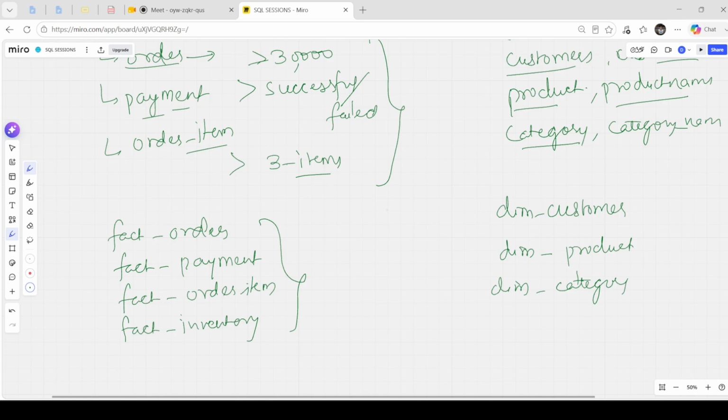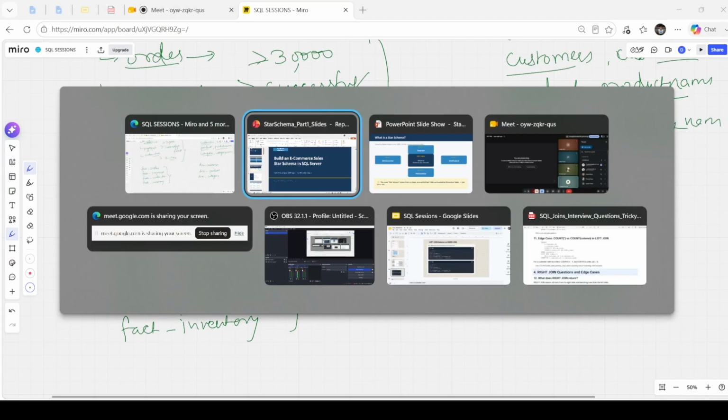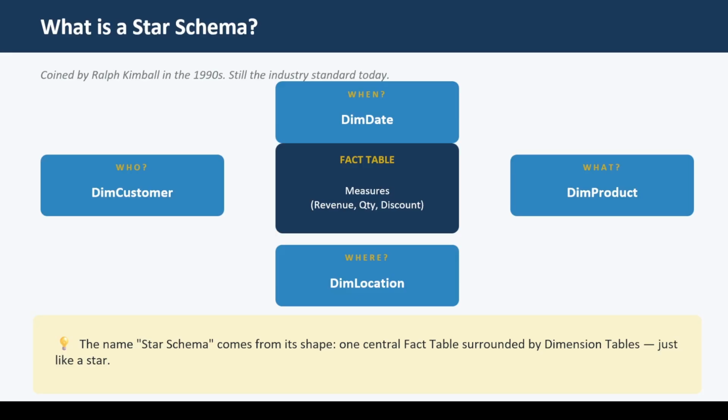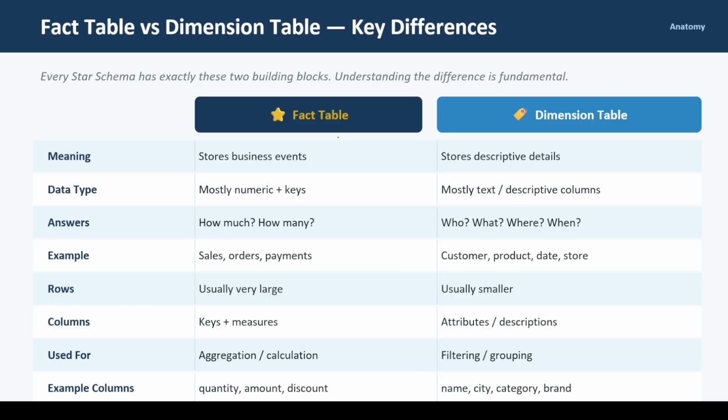I hope this gives some idea, but once you start using this, you will get more clarity, right? So let's come back here. Here is the difference between fact and dimension tables. This stores some business events. This stores the descriptive detail, which is sometimes not that important, but we can still get it using the dimension table. Fact tables are mostly numeric and keys. It means that here we are going to have important keys like order ID, product ID, and then customer ID.